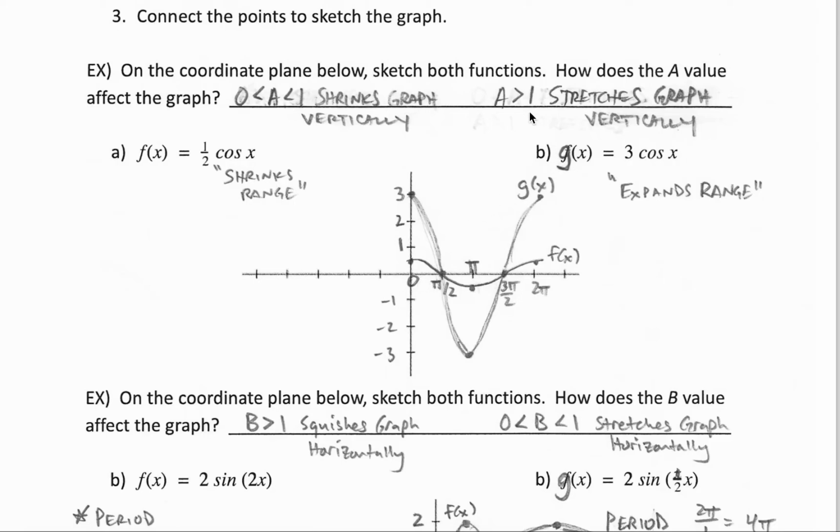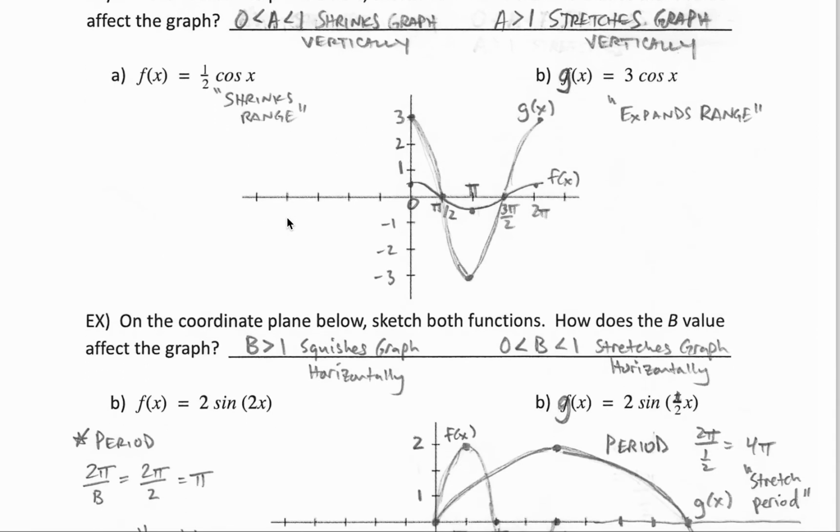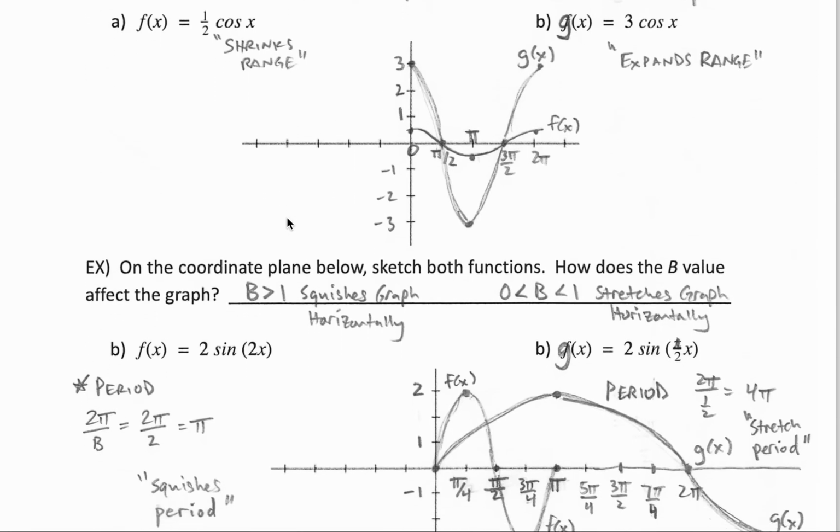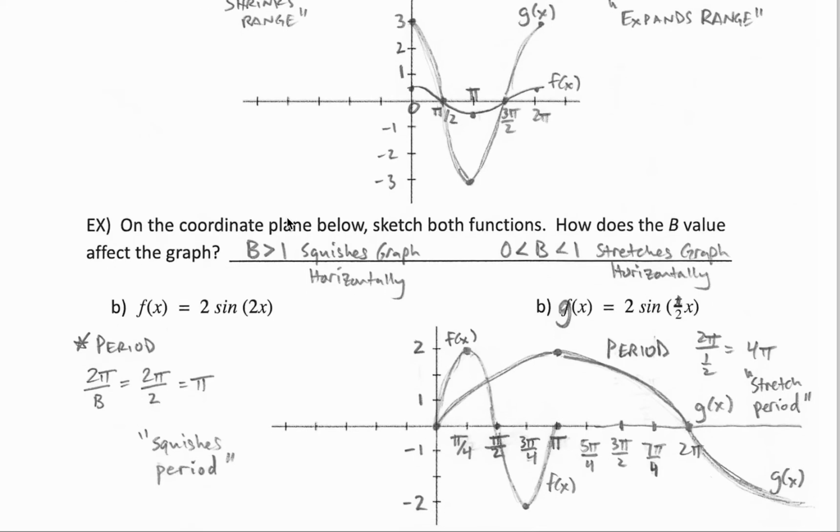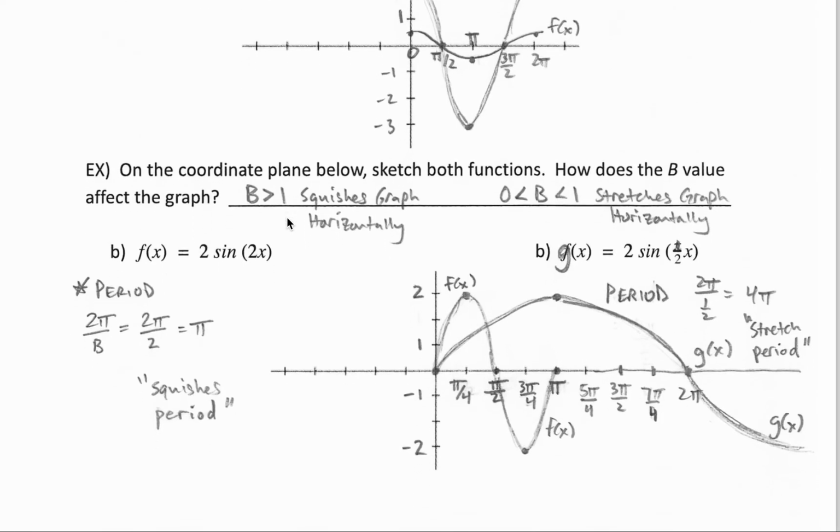And if our a value is bigger than 1, it seems to be stretching or making it wider. All right, let's investigate what the b value does to our graph. You might be thinking if the a is a vertical stretch, then maybe b is a horizontal stretch. You'd be right. Let's take a look at some graphs and see why that's true.